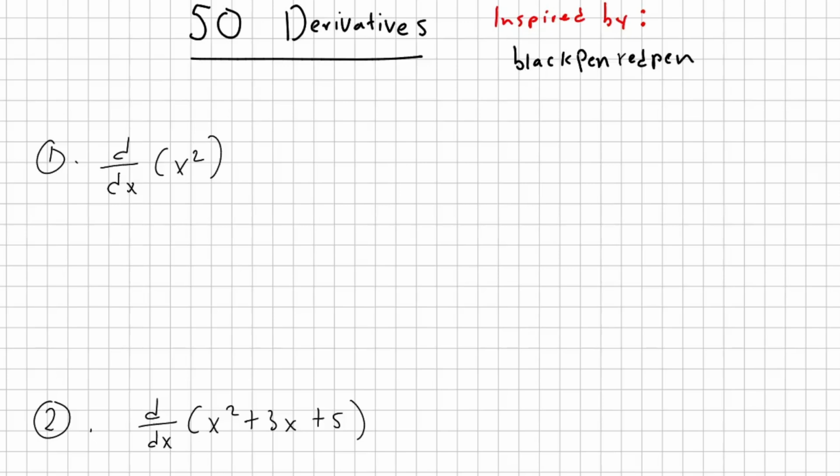So first things first, d over dx of x squared. Fairly simple, you just use power rule, and we'll get 2x, right? That's your first answer. Now let's go to the next question.